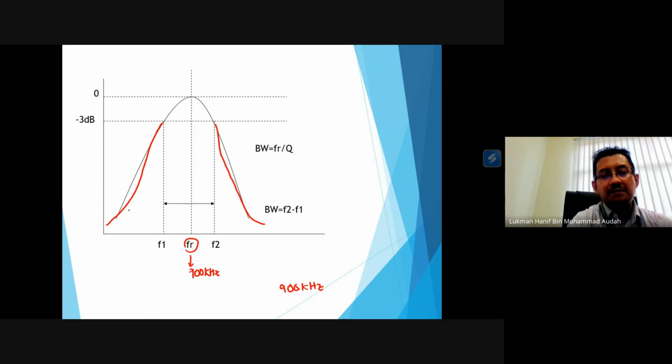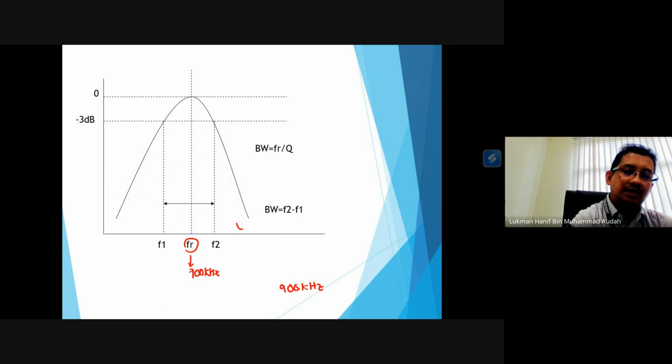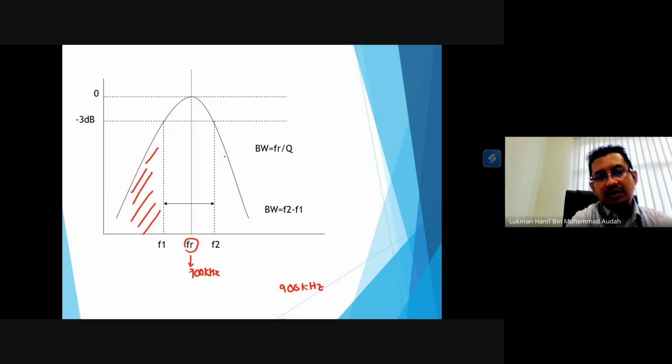Ideally, we want the skirts to be as small as possible. The closer the skirt is to F1 and F2, the better. In the real world, we want to limit this side. If this part is minimal, that means your filter is very good, and it will have a sharp cut-off.